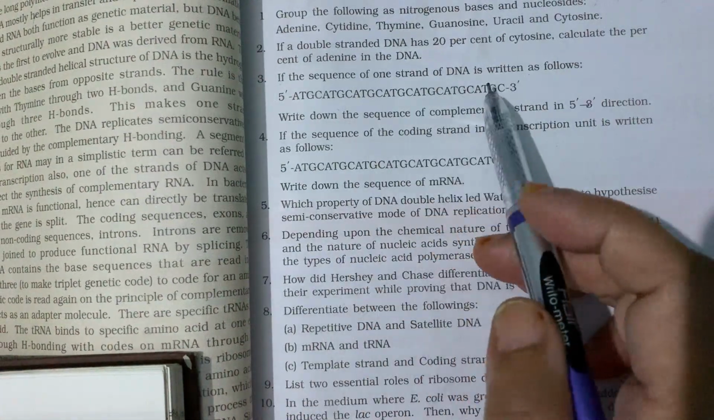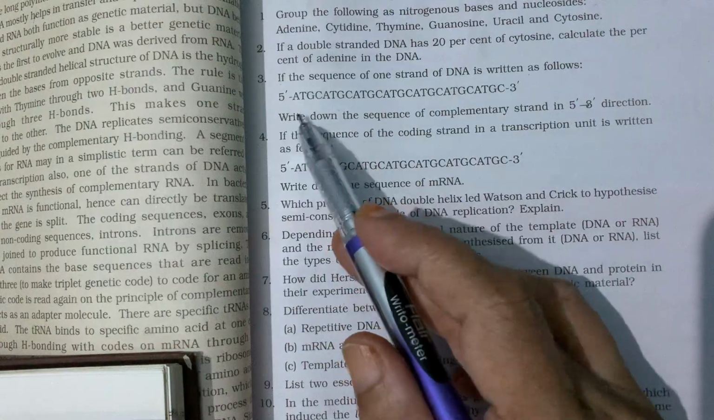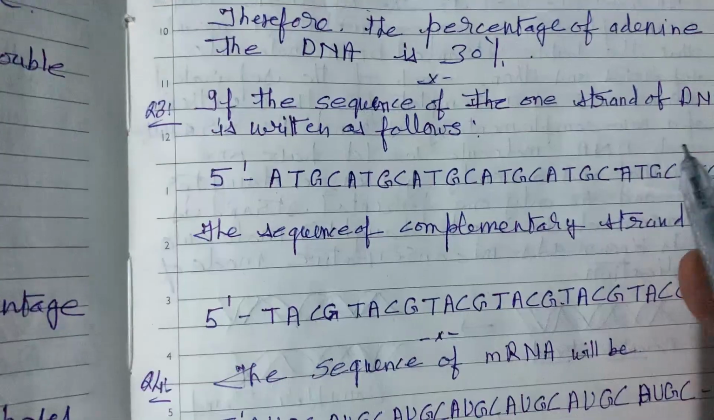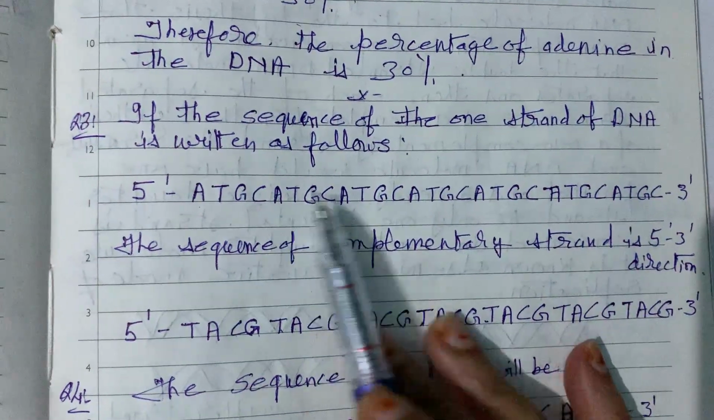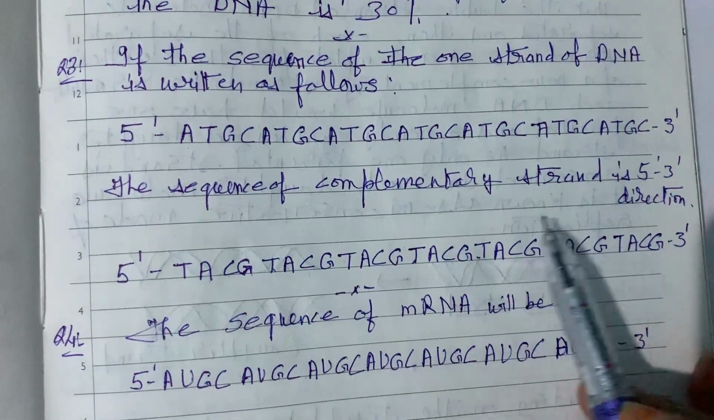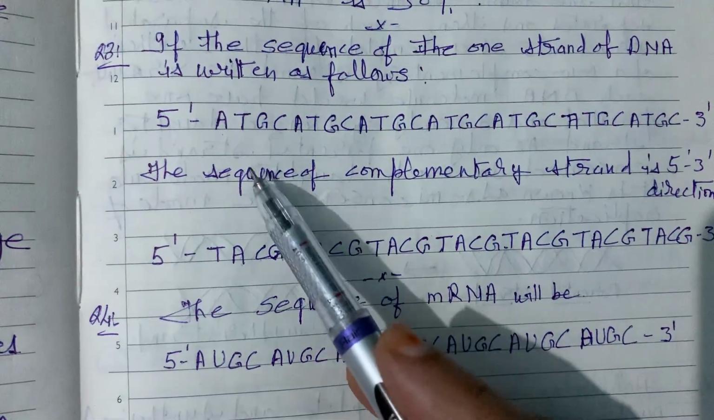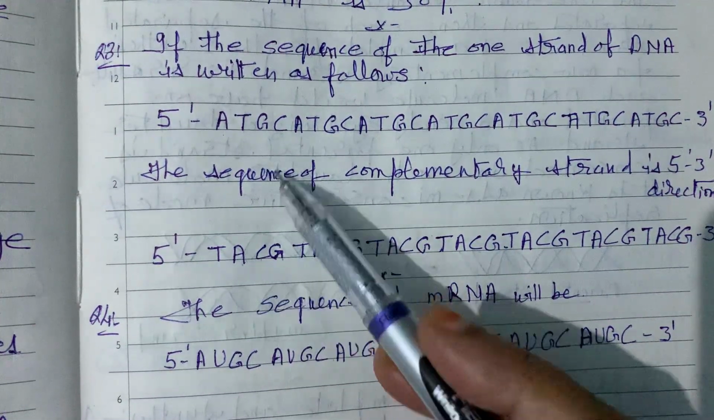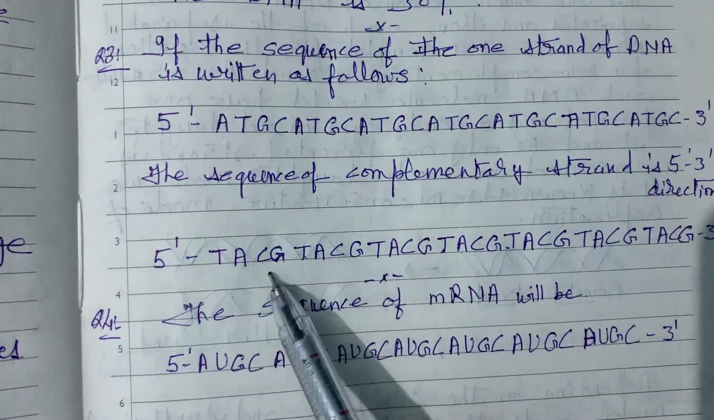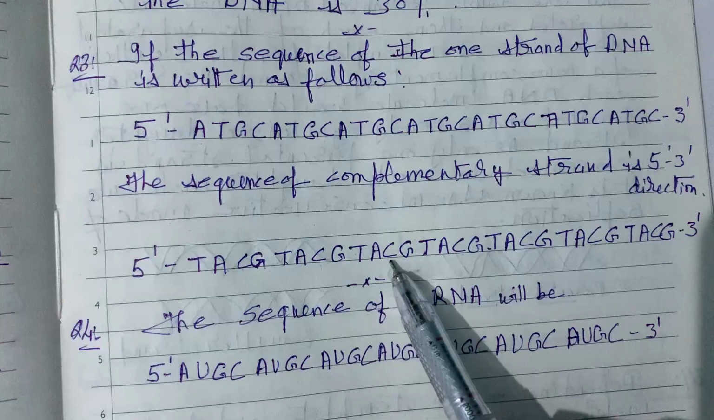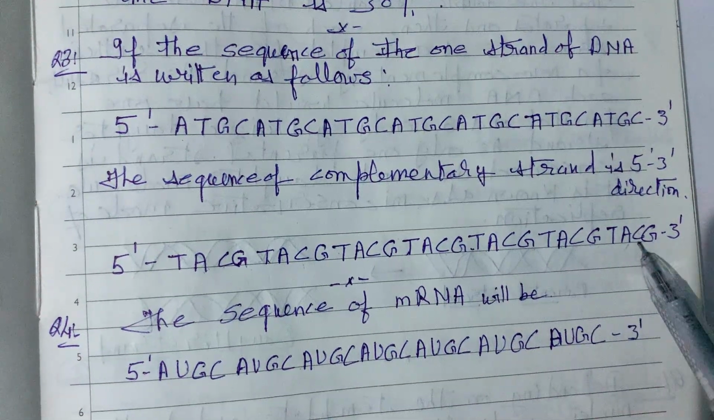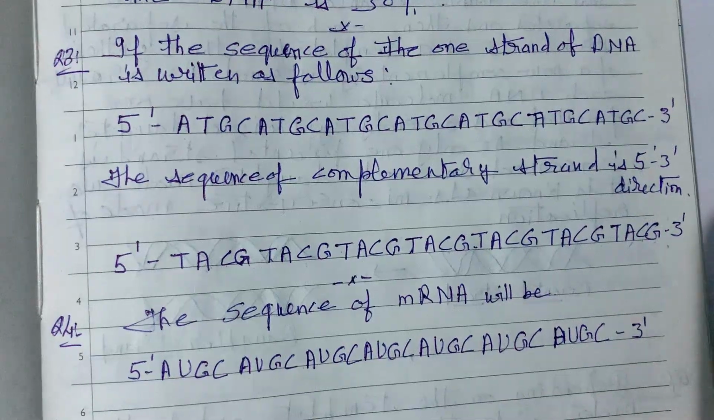If the sequence of one strand of DNA is written as follows, 5'-ATGCATA-3', then the sequence of the complementary strand in the 3' to 5' direction: adenine is replaced by thymine, thymine by adenine, guanine by cytosine, cytosine by guanine. So it will be TACGTAT with the same complementary pairing.